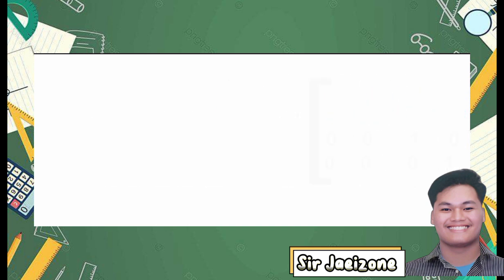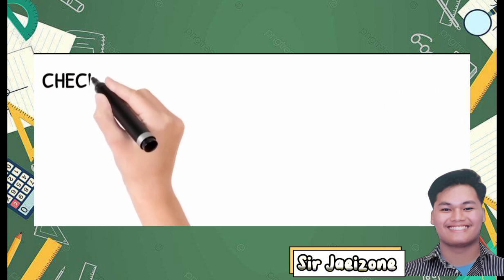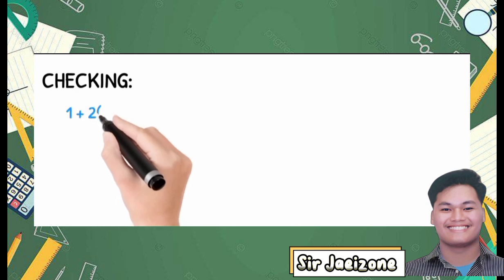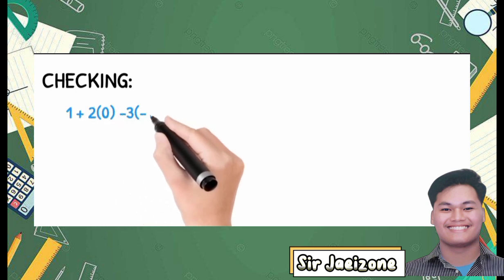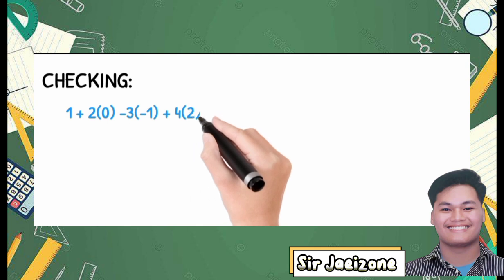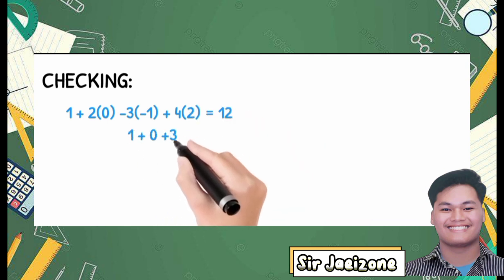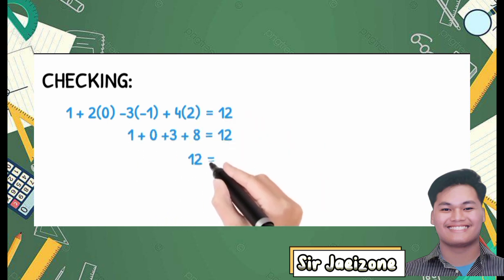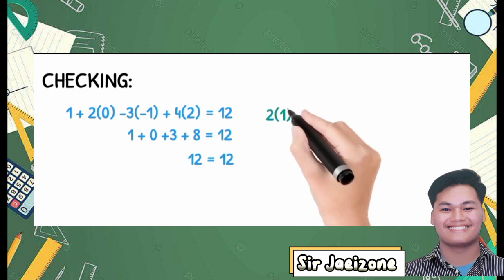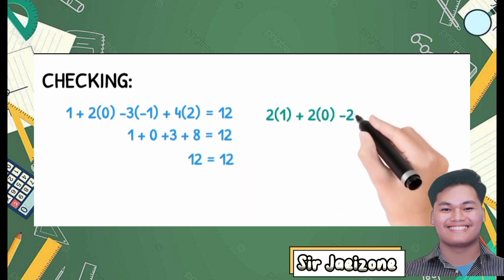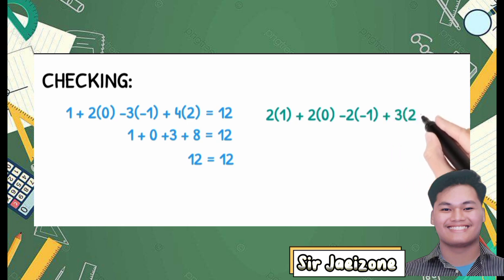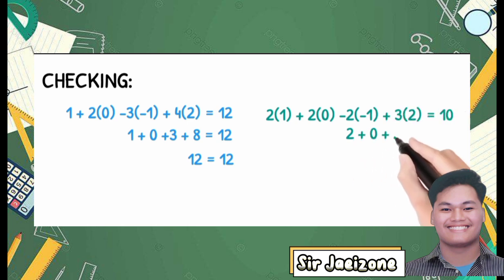To check if the matrix is correct, substitute the last column to the variables in the linear equation. 1 plus 2 times 0 minus 3 times -1 plus 4 times 2 equals 12. 1 plus 0 plus 3 plus 8 equals 12. 2 times 1 plus 2 times 0 minus 2 times -1 plus 3 times 2 equals 10. 2 plus 0 plus 2 plus 6 equals 10.